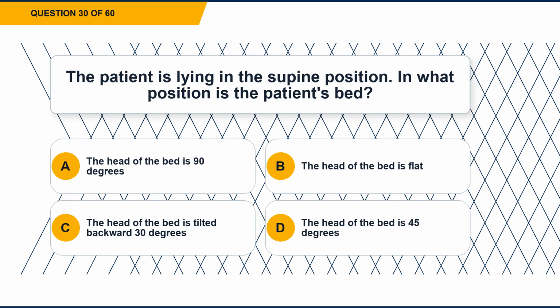Question 30. The patient is lying in the supine position. In what position is the patient's bed? Option A, the head of the bed is 90 degrees. Option B, the head of the bed is flat.